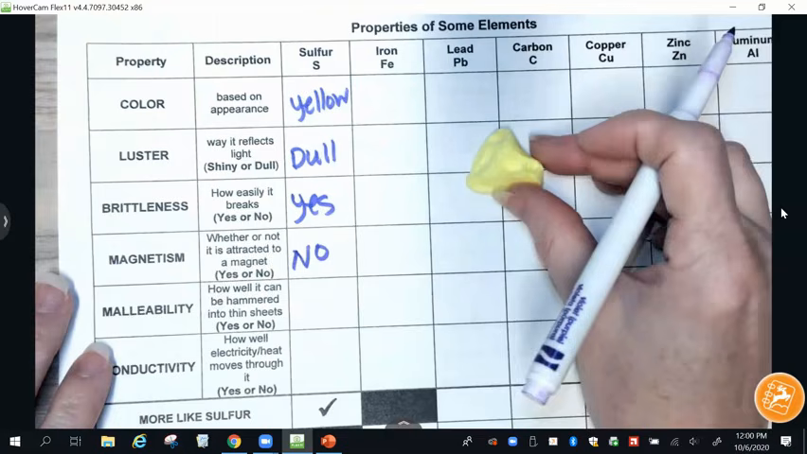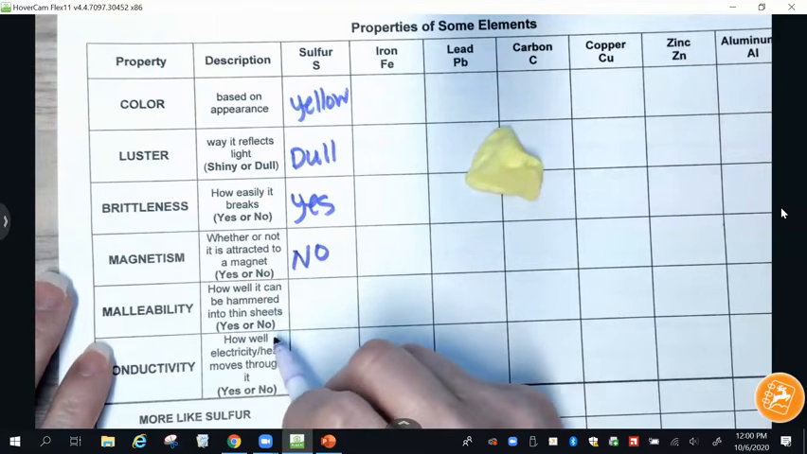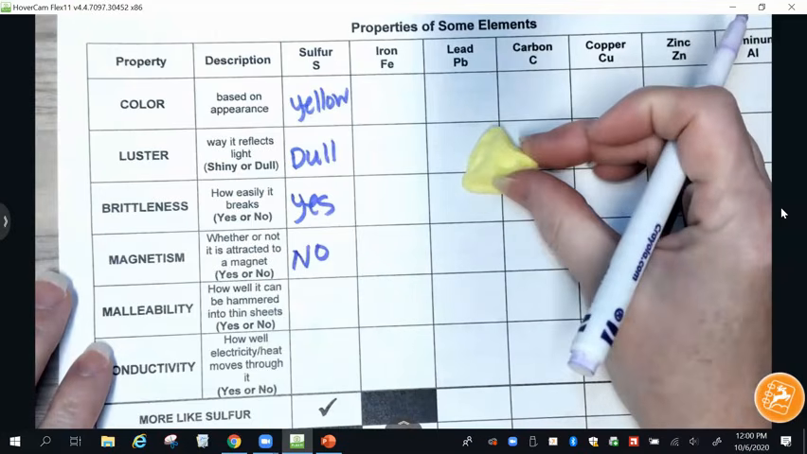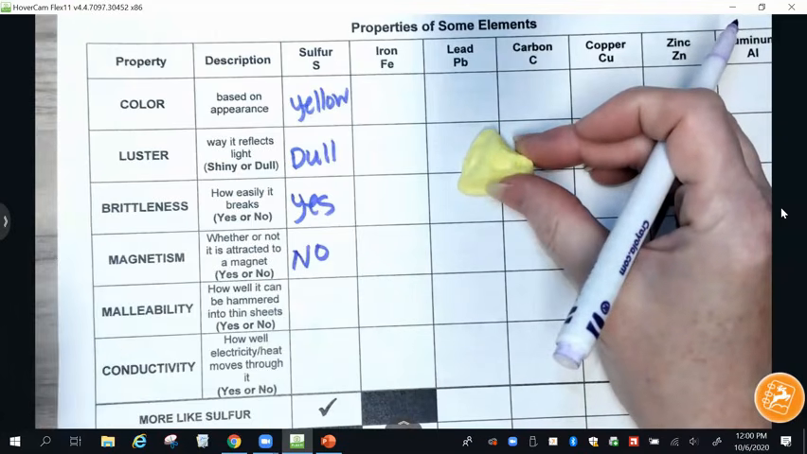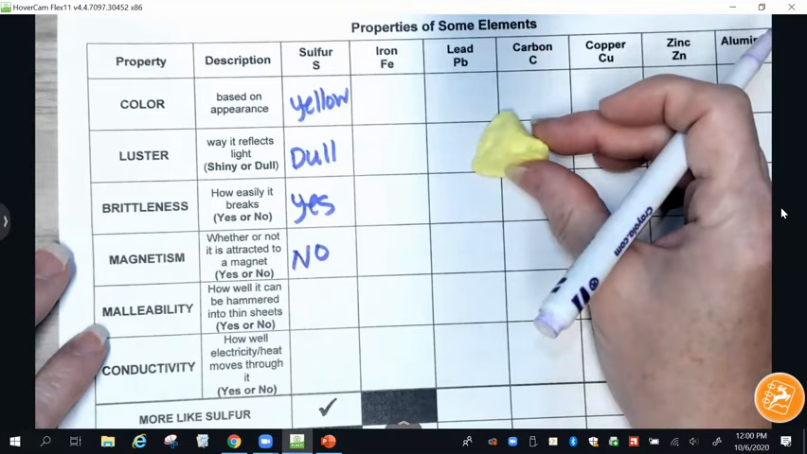The next thing is malleable. Okay, malleable, look at the definition. It says how well it can be hammered into thin sheets. Well, let's think about it. If y'all saw in the baggie that it broke into pieces and it was powdery and all that, do you think I could make this flat without it crumbling and breaking?